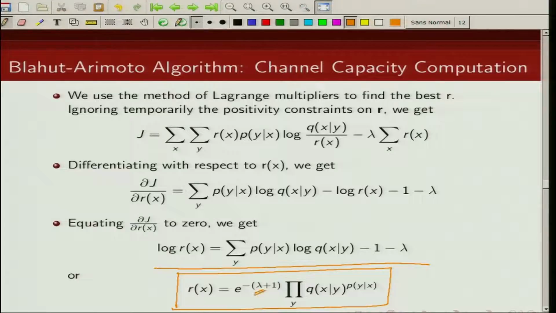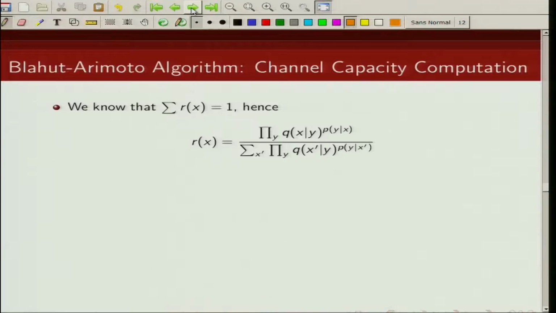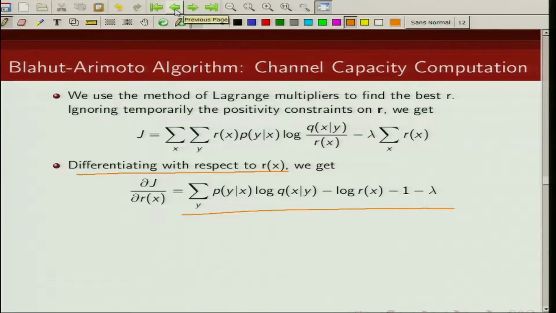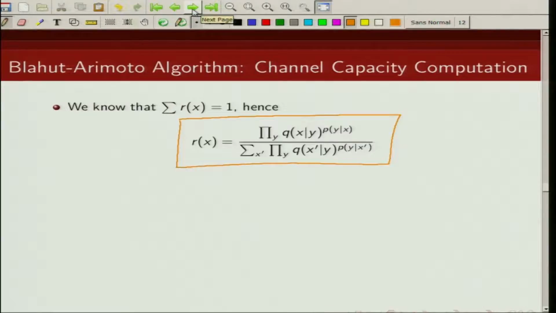Now we need to find lambda, right? We know that the summation of R of x over all x is equal to 1. So if we put in that constraint, we get the value of R of x to be this. Note that here we are taking the product over all y. We have this term which is greater than 0, and we have this term which is greater than 0. So R of x is going to be greater than 0. Earlier we had not taken this positivity constraint, but you can see that the R of x which comes out is greater than 0. So that is implicitly taken care of.